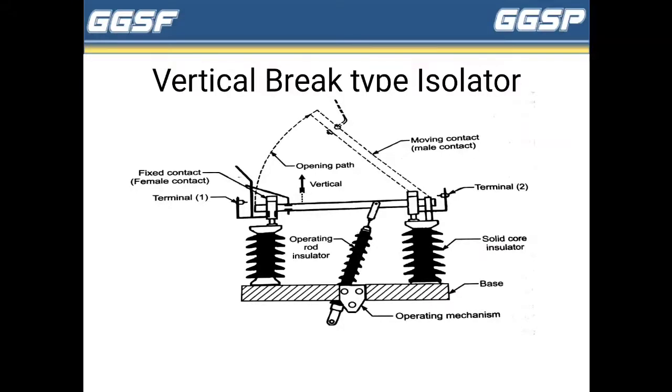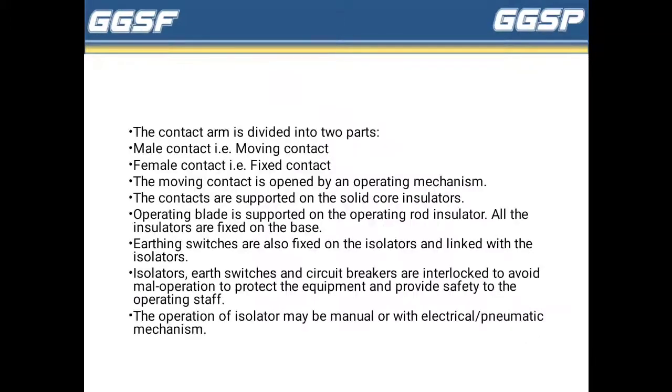From the constructional diagram it can be seen that the contact arm is divided into two parts. The male contact, which is also known as moving contact, and the second one is female contact, which is also known as fixed contact. The fixed and moving contacts are supported on vertical insulators as shown in the figure above. The moving contact moves in a vertical plane as shown by the dotted image. The moving contact is in the form of a rectangular blade.